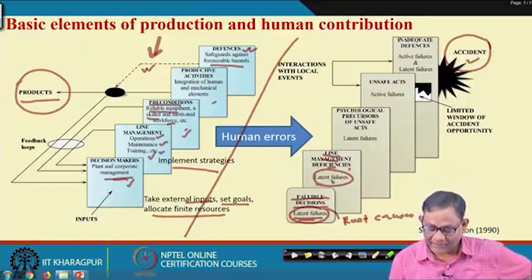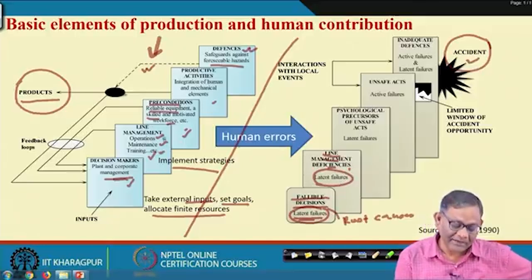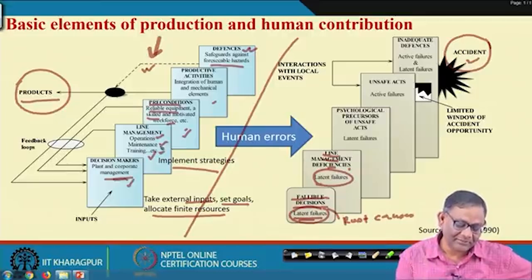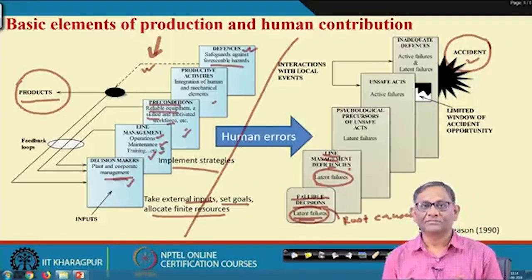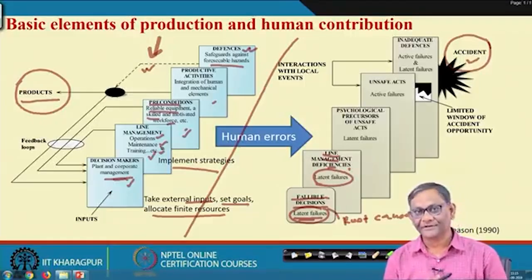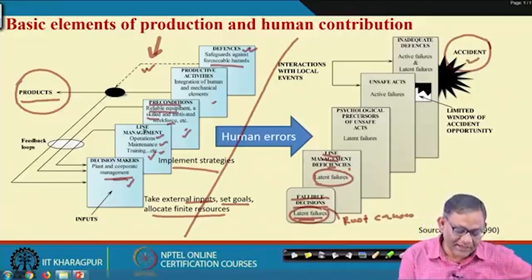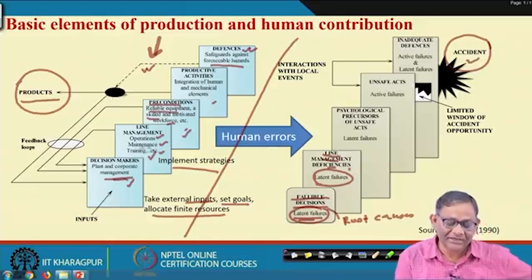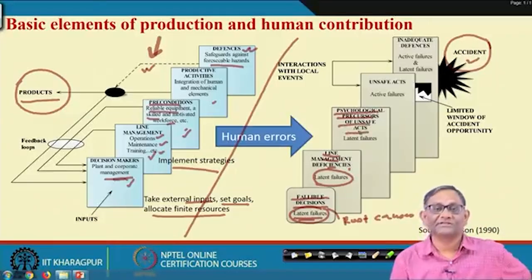Now, you just see that latent failures related to line management mean failures in the operation, in the maintenance, in the training, in whatever implementation procedure should have been prepared and followed; there may be mistakes. Successful execution will lead to preconditions for production, while unsuccessful execution will lead to psychological precursors of unsafe acts.